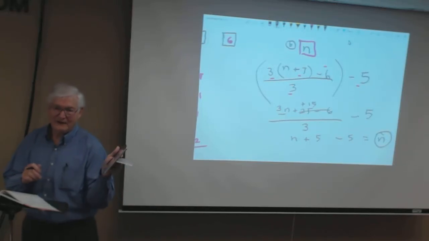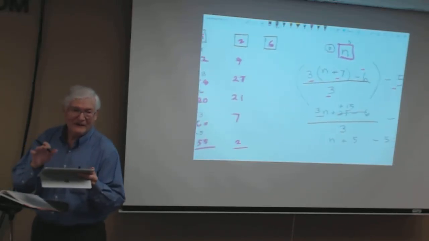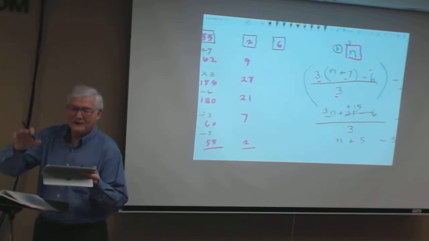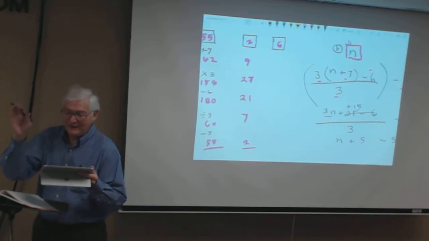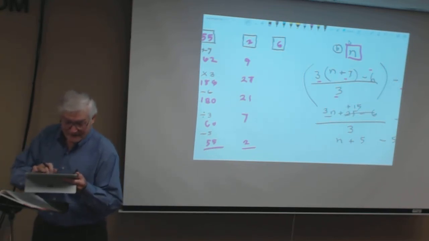You say, I don't like that one. I don't blame you. It's too messy. But every now and then, the guy just wants you to put a letter in there and see the picture of what's happening. No matter what number you pick, you're going to end up with the same number you started with. Okay, that's enough of that.